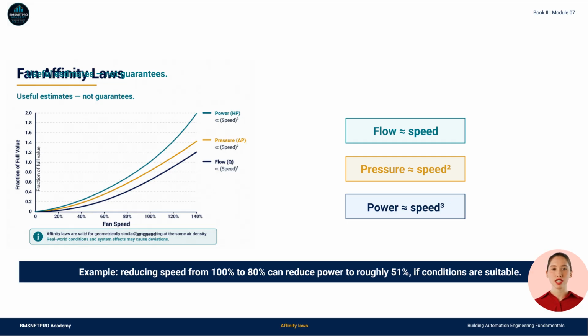Real systems include changing fan efficiency, air density, damper position, filter loading, and system resistance. Use the affinity laws to guide your thinking, then verify the result with trends and measurements.